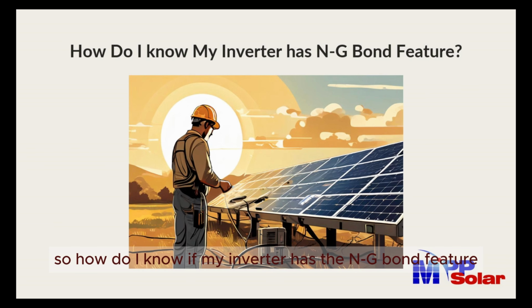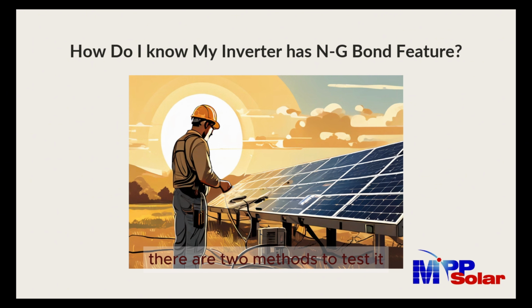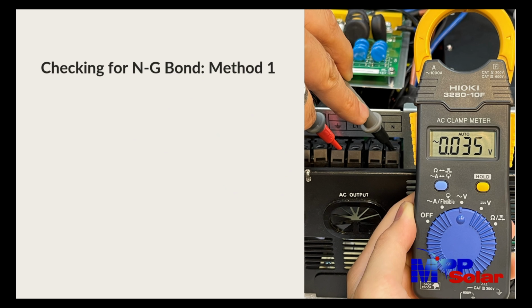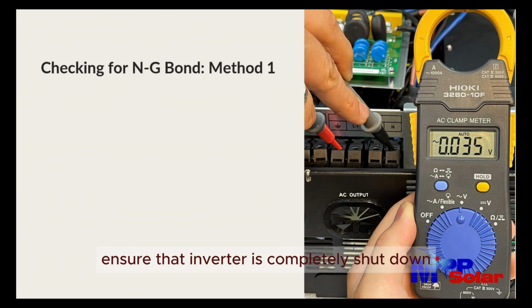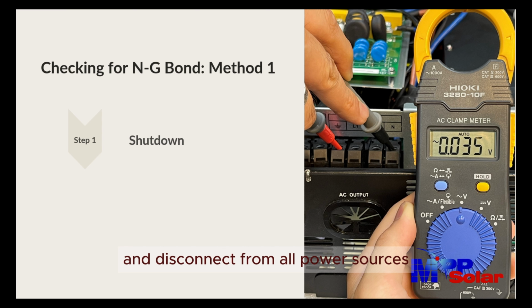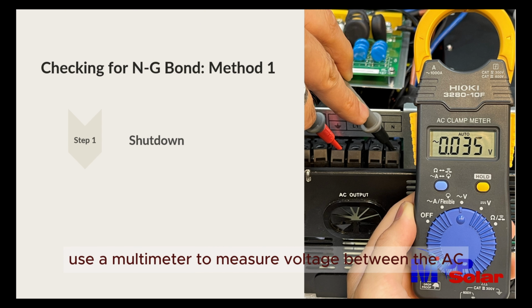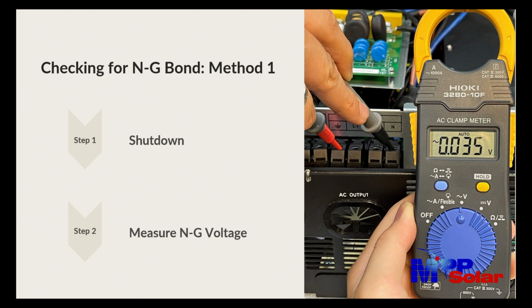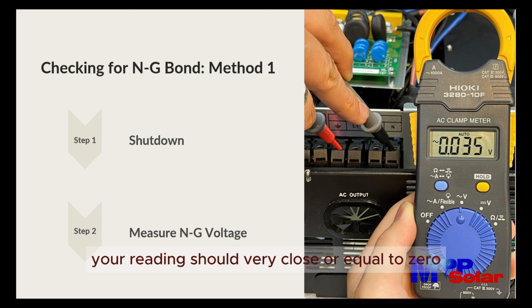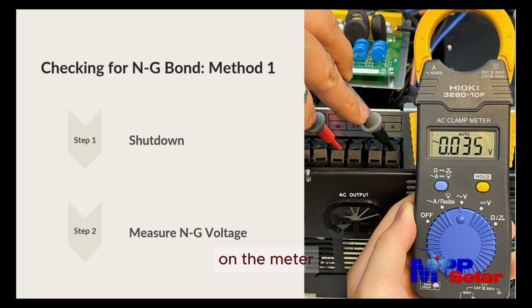So how do I know if my inverter has the NG bond feature? There are two methods to test it. Method number 1. Step 1. Ensure the inverter is completely shut down and disconnected from all power sources. Next, use a multimeter to measure voltage between the AC output neutral and ground terminals. If the NG screw is in place, then your reading should be very close or equal to 0 on the meter.